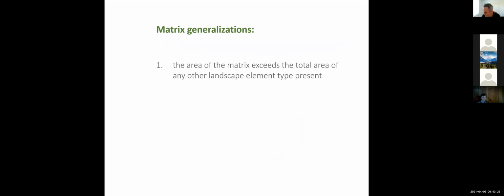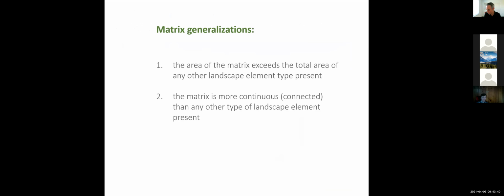So based on these attributes, several generalizations about the matrix can be deduced. First is that the area of the matrix exceeds the total area of any other landscape element type present, right? That's just in the definition of the matrix, that it's going to be the most predominant landscape type. Second, the matrix is more continuous or connected than any other type of landscape element present.